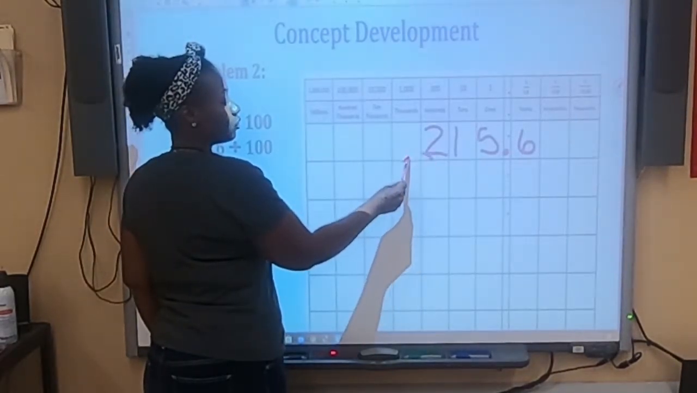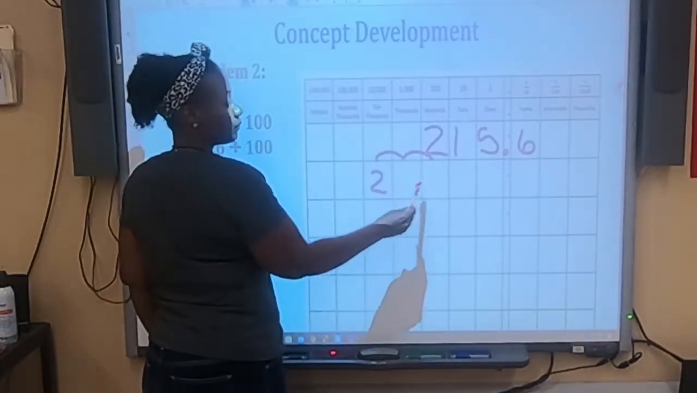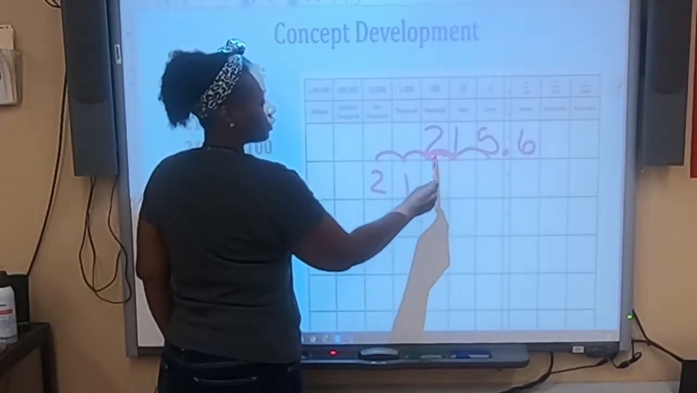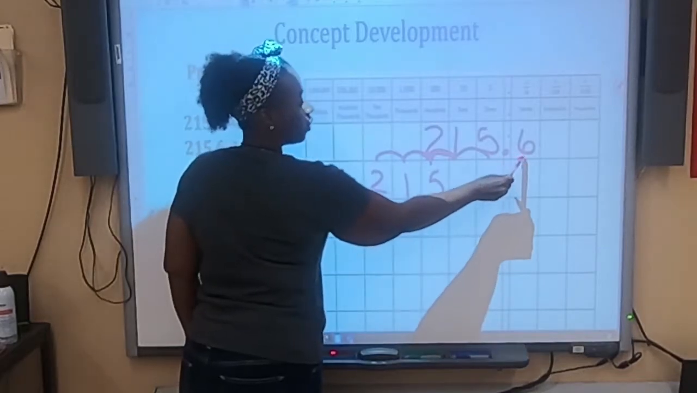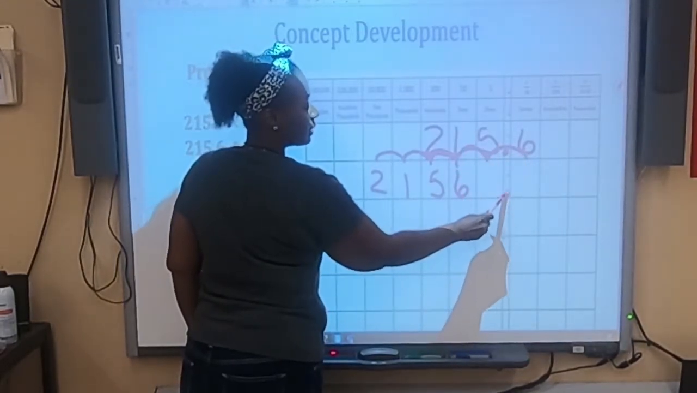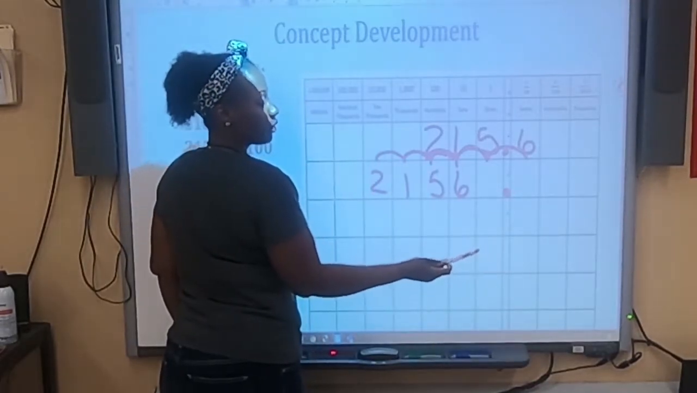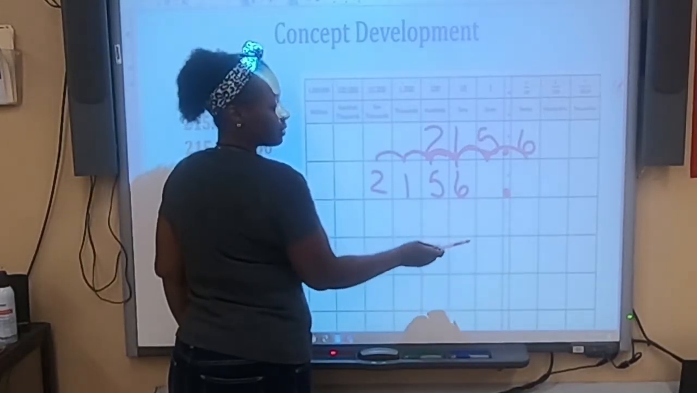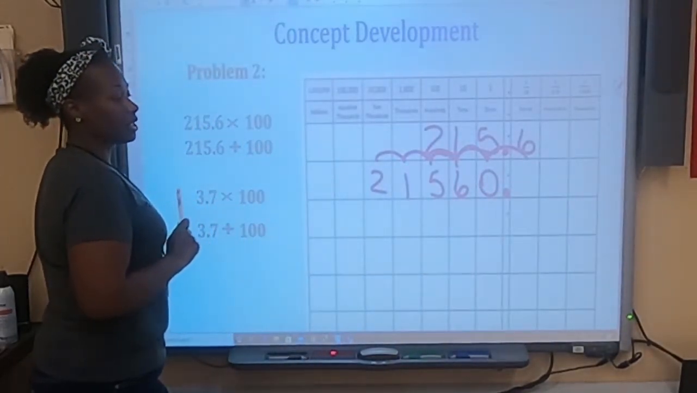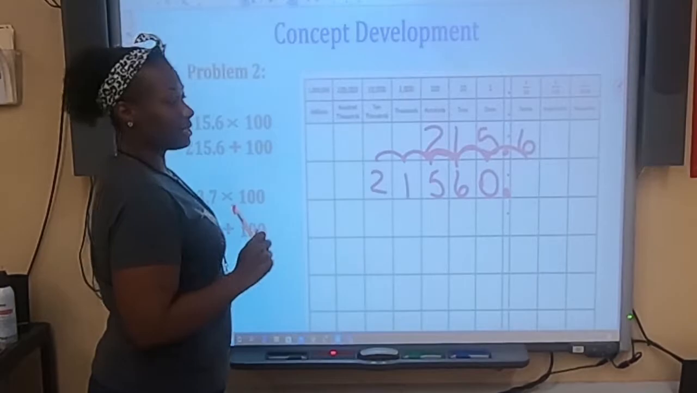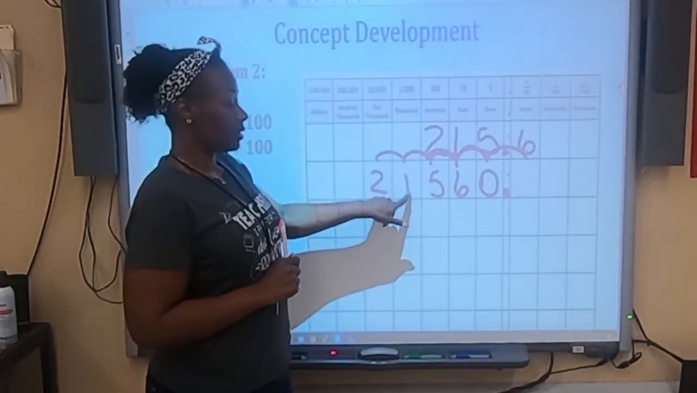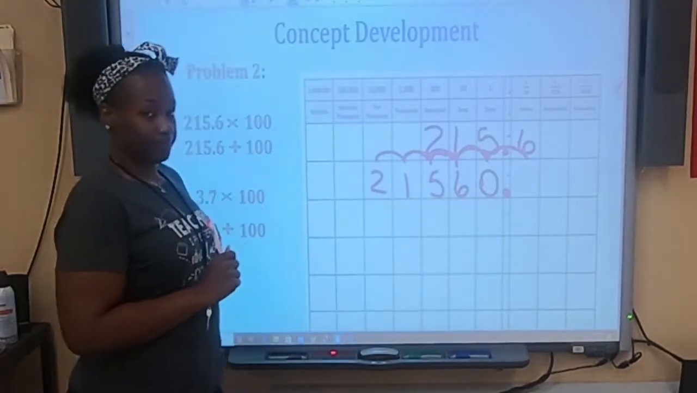So I'm taking my 2, 1, 2, sit it down. 1, 2, sit it down. 1, 2, sit it down. 1, 2, sit it down. Notice I'm not at my decimal yet. So we learned that we need what in that empty place? A 0. So we know that 215 and 6/10 times 100 gives me 21,560.